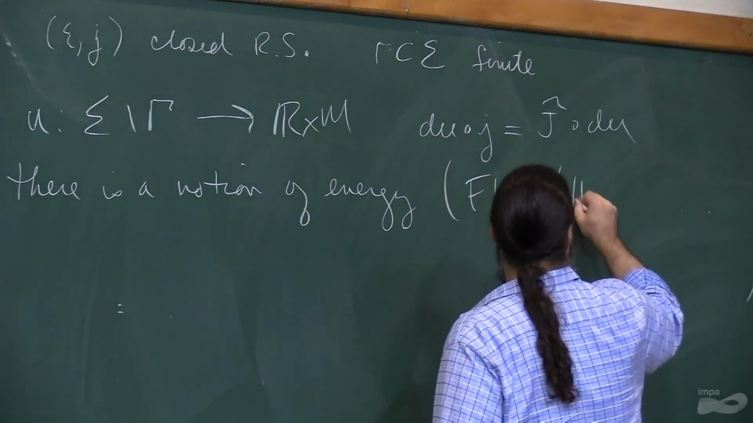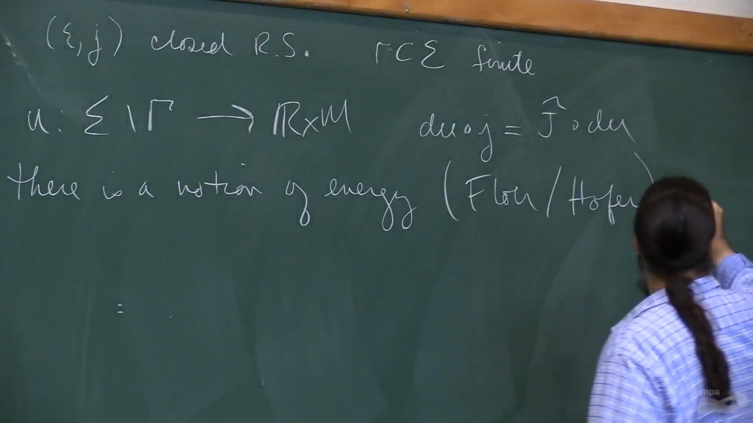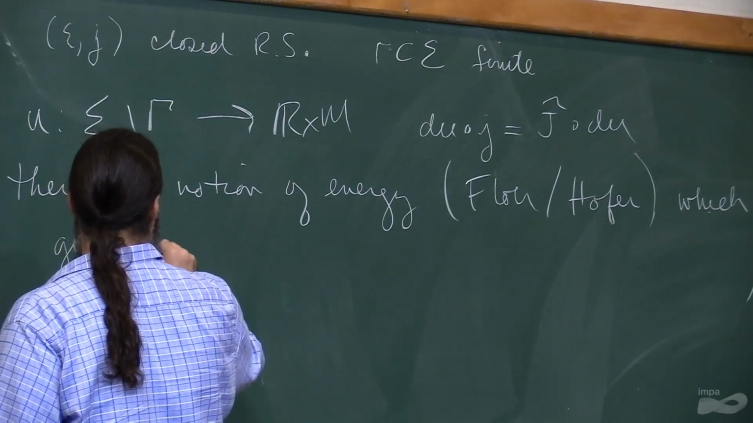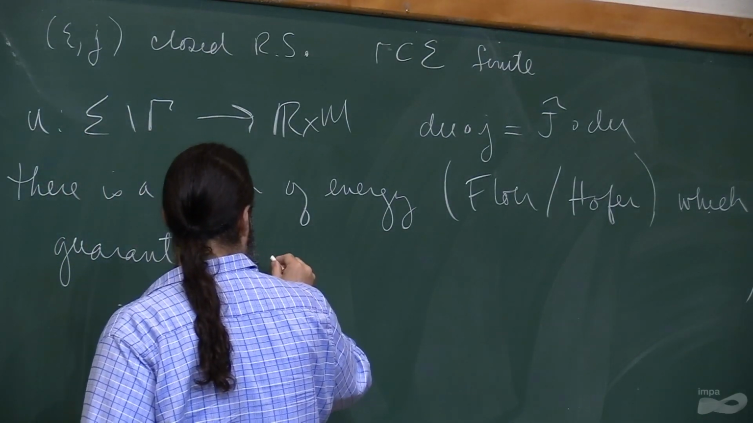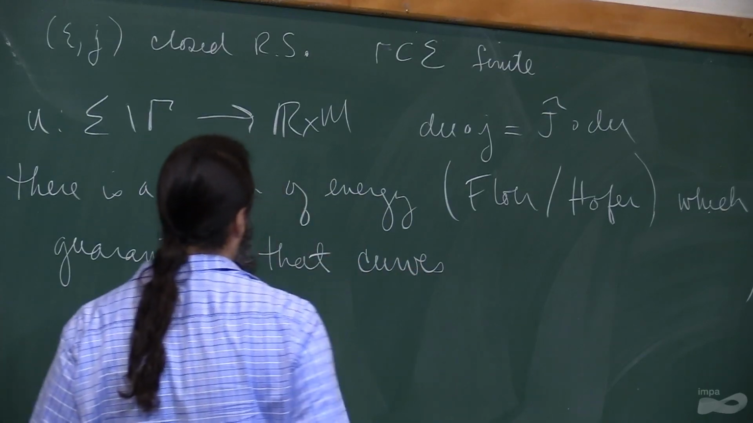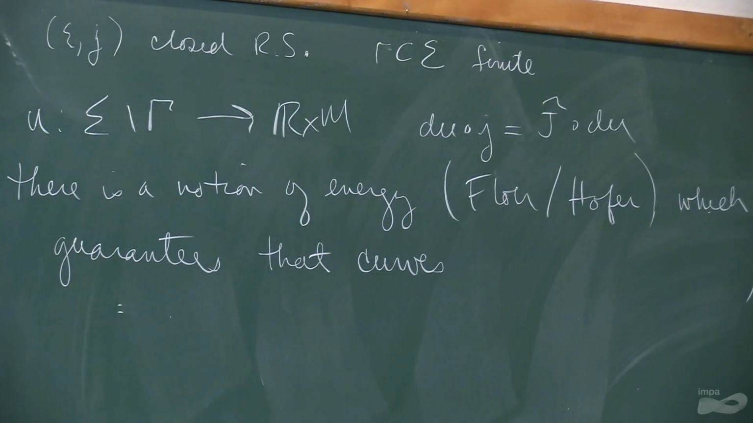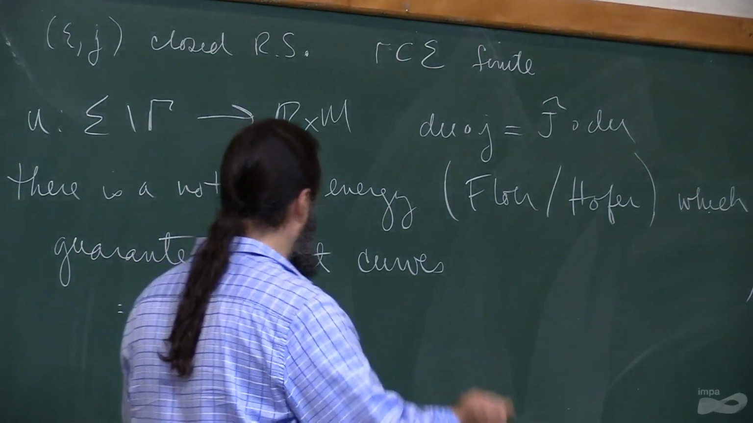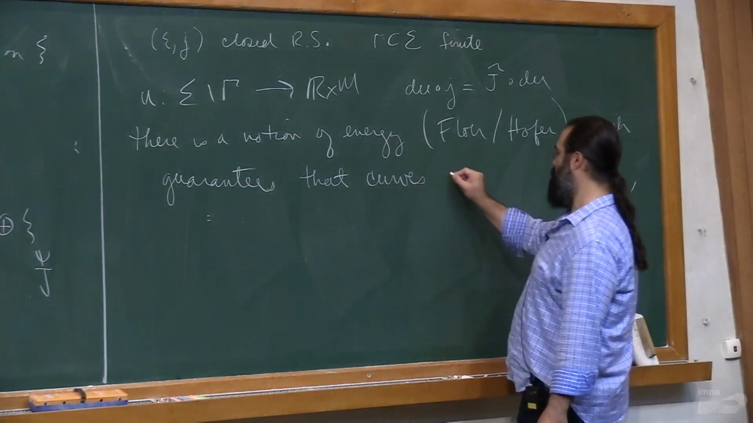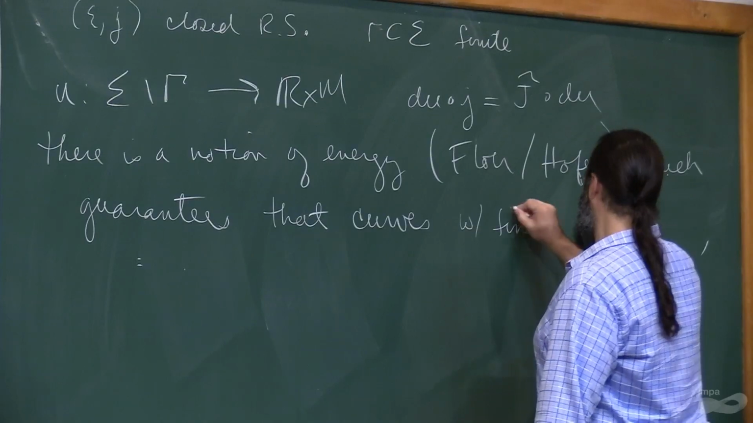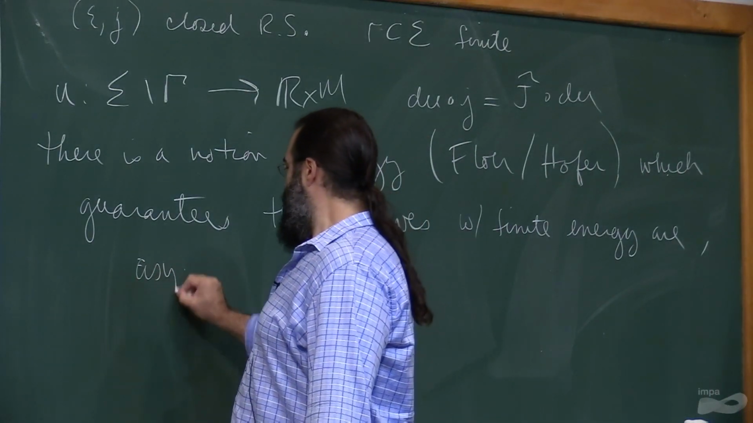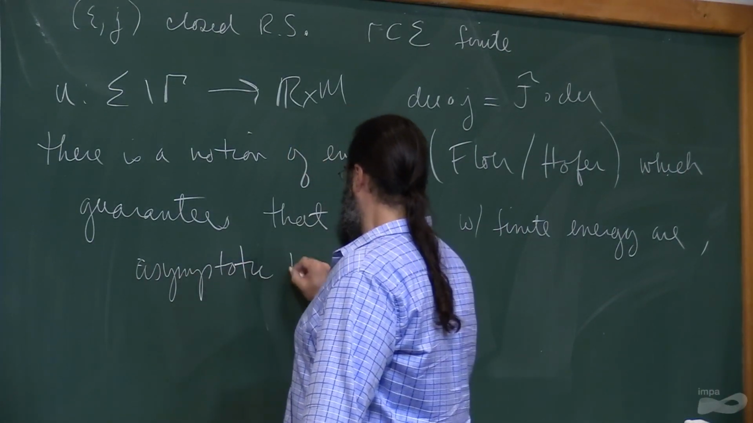To de Fleur or Hofer, depending on the context, which guarantees that curves with finite energy... I'm going to be sloppy about the word curve, too. You could call this a map or a curve. Sometimes people reserve the word curve for equivalence classes where you mod out by reparametrization. But there's a notion of energy that guarantees curves with finite energy are asymptotic to periodic orbits.